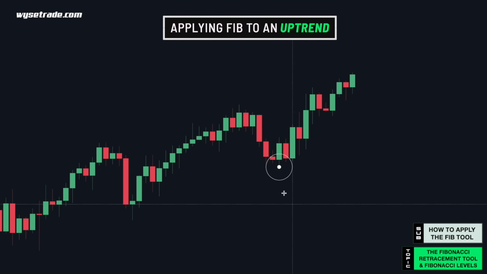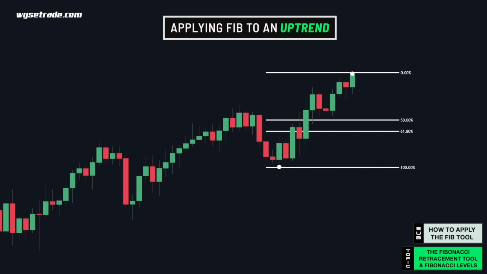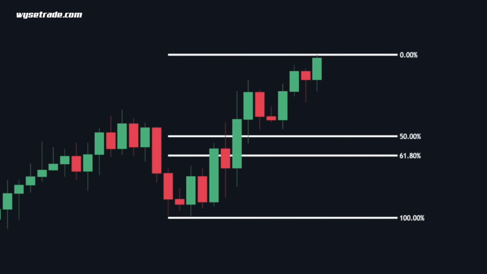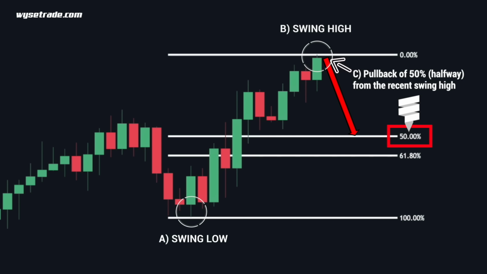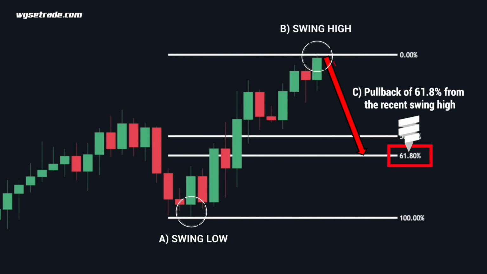You grab your Fib tool, click where the swing low is at the bottom of the wick, drag the tool to the top of the moving trend and where the swing high is. You will then see the Fib level percentages appear to the right. If price were to pull back to the 50% level, this would represent a pullback of 50% from the recent swing high here. And if price were to pull back to the 61.8% level, this would represent a pullback of 61.8% from the recent swing high here.